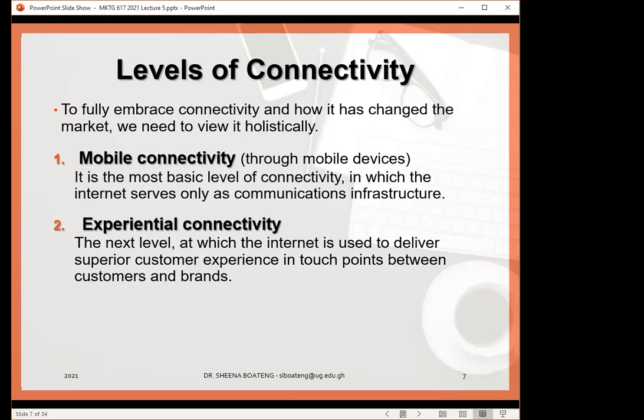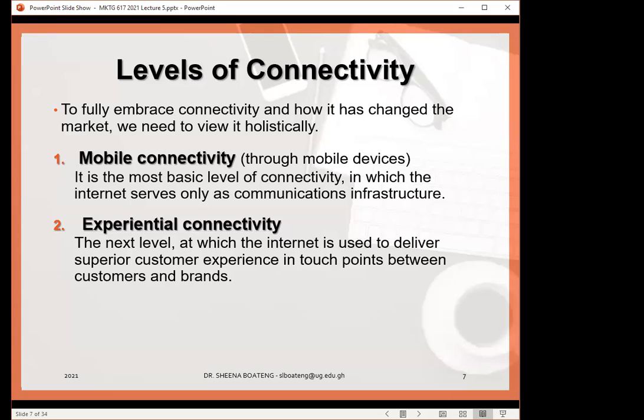So these are the 3 main touch points we can discuss in terms of experience when we are discussing experiential connectivity and how we as e-marketers can create superior experiences that deliver value to our customers. And there are various activities that we can do based on the capabilities that are afforded to us through the internet to make the customer's experience a unique and superior one.